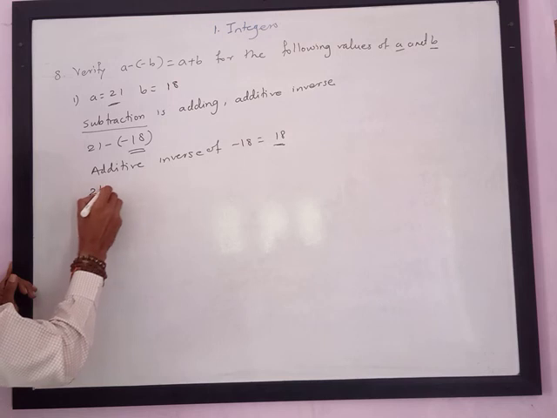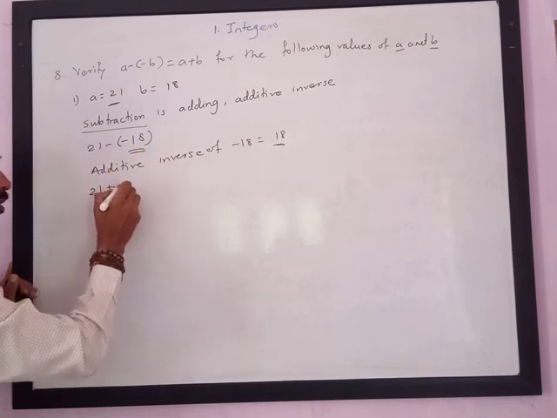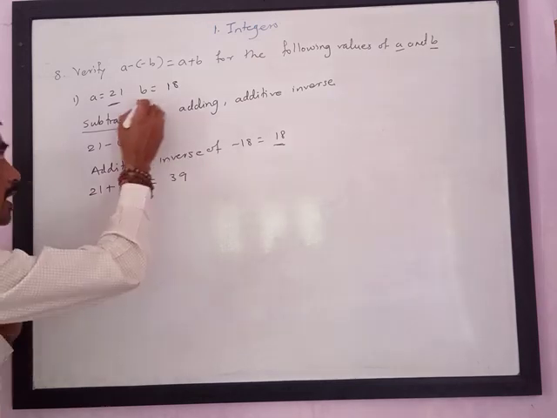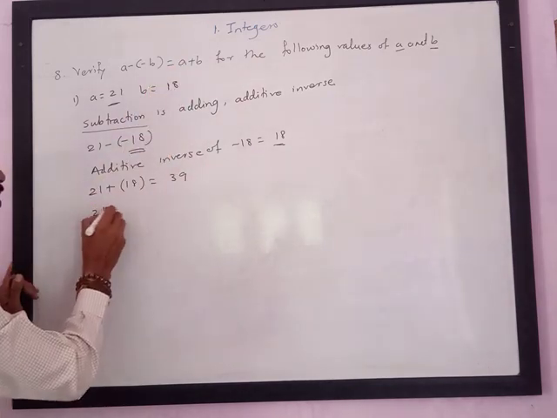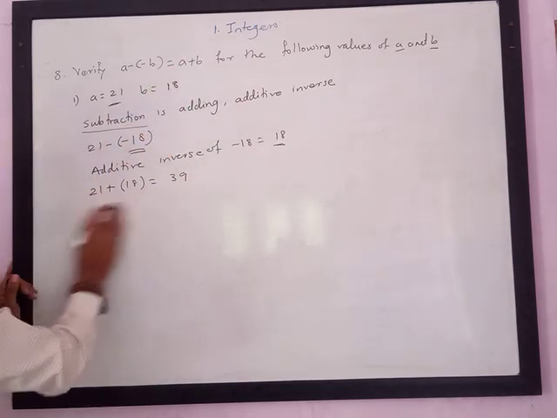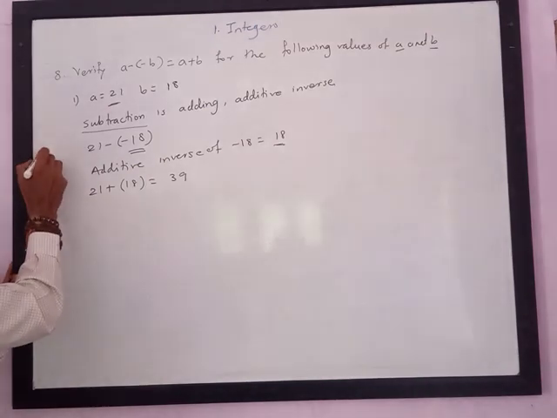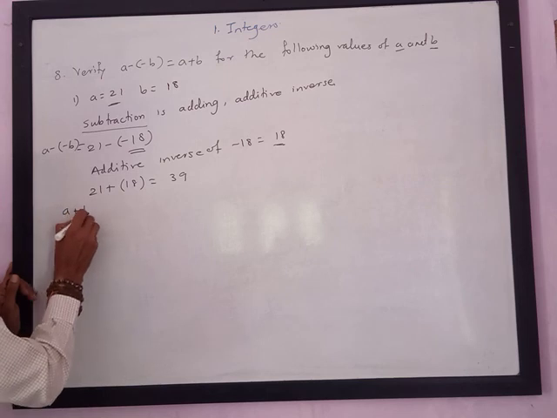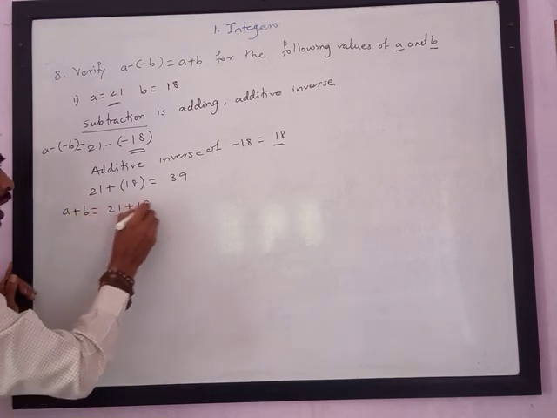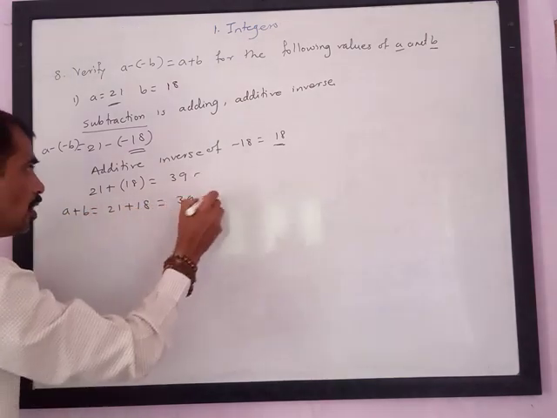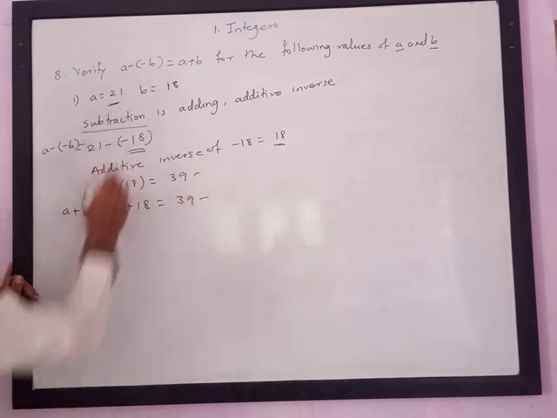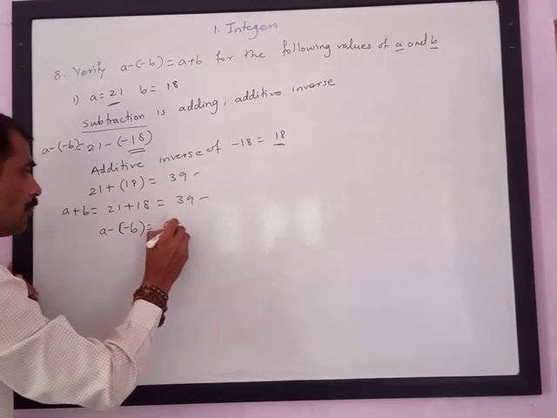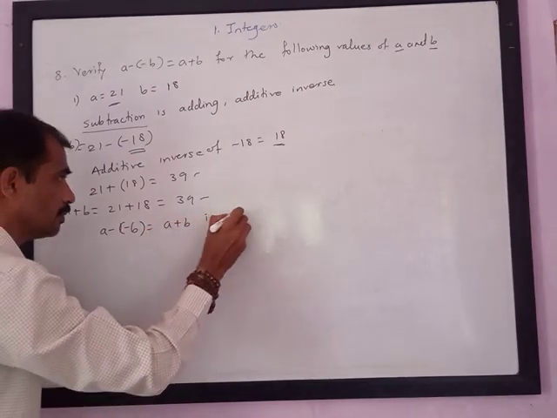So let us check 21 plus 18, that is equal to 39. And 21 plus 18 is a plus b. This was a minus (minus b), which is equal to 39, and a plus b is equal to 21 plus 18, again equal to 39. So we can say that a minus (minus b) is equal to a plus b is verified.